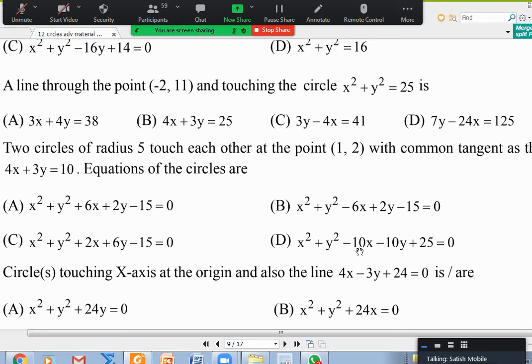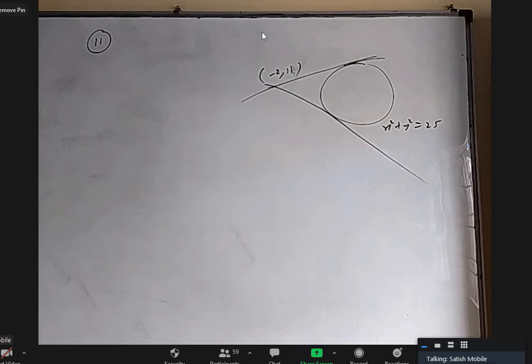Okay, 11th question. A circle is there, an external point is there. We have to draw two tangents through that external point. The point is (-2, 11), and the circle is x square plus y square equal to 25. I can use s1 square equal to s into s11.